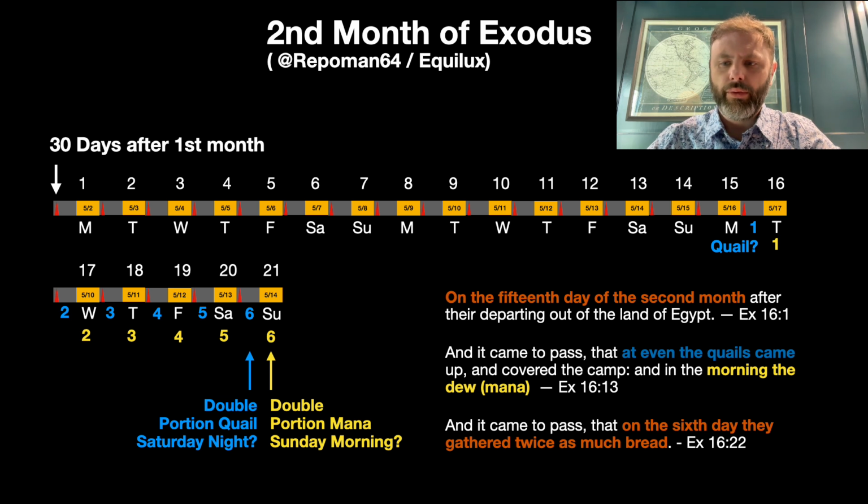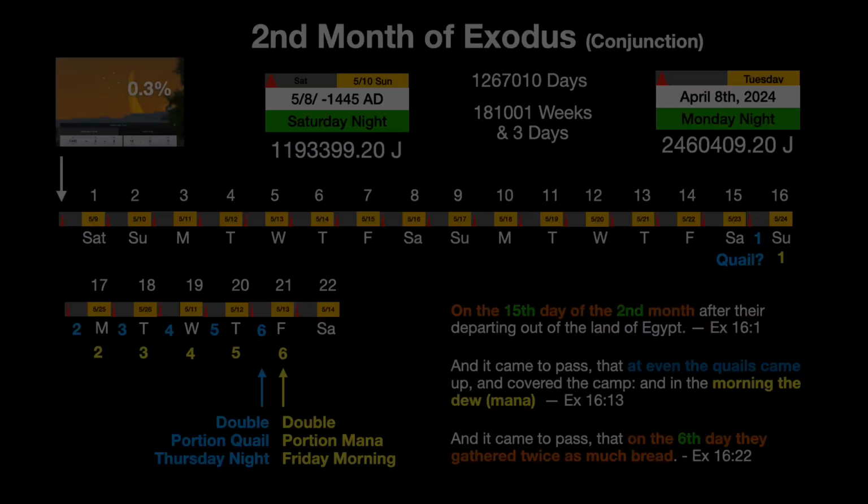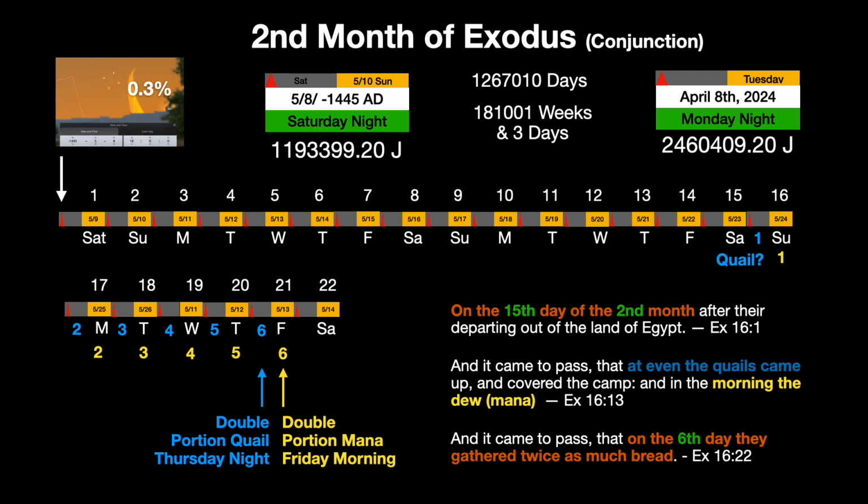So if you go to Repo Man 64's Equilux, start of the solar calendar, then you've got the first day of quail occurring on a Monday. And they're getting a double portion on Sunday morning. That also does not line up with a Saturday Sabbath. If you go to the Jews' dark moon conjunction, you've got the quail coming Saturday night and a double portion on Friday morning. So that does work for the quail.